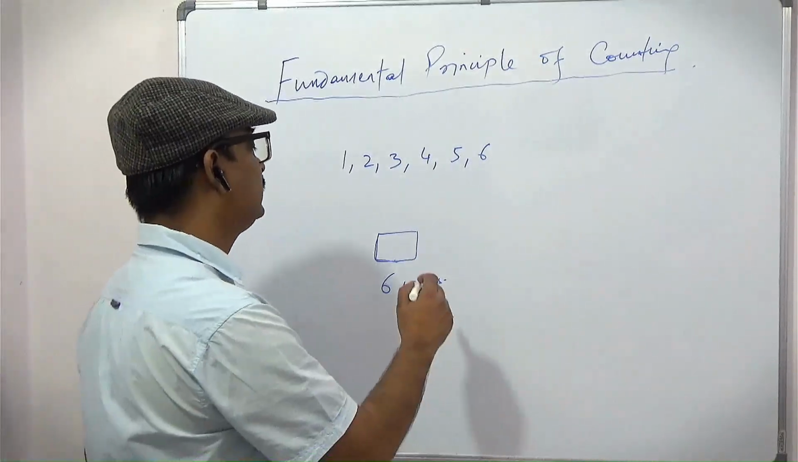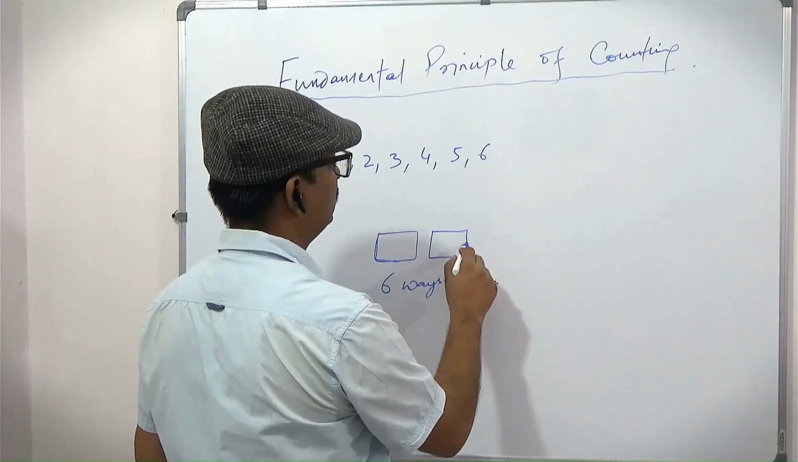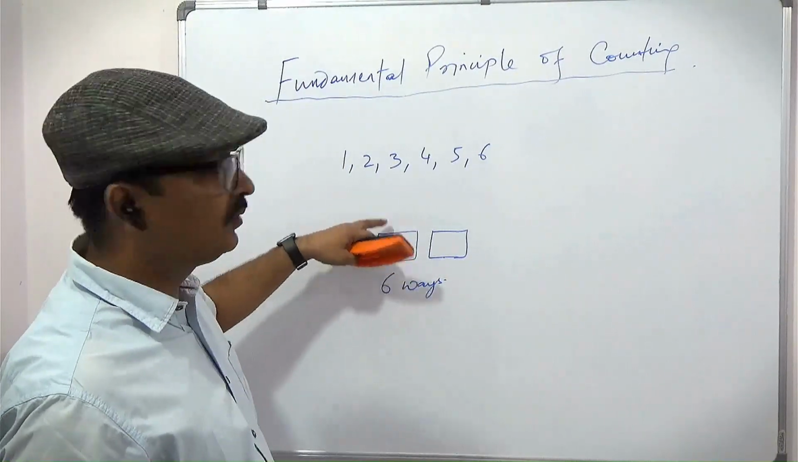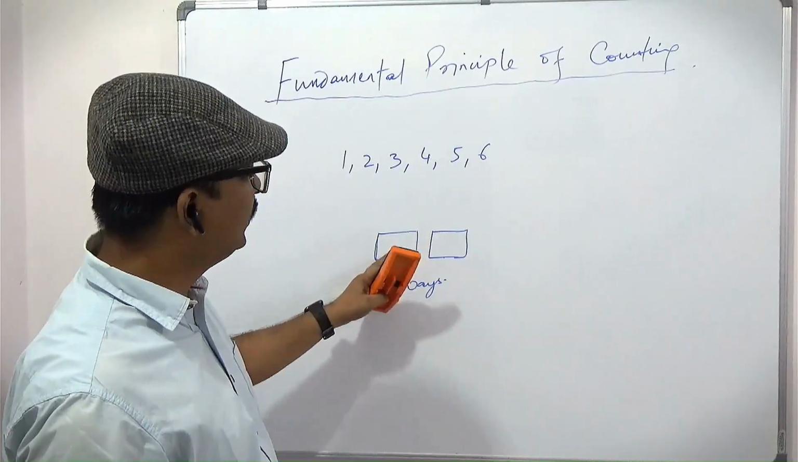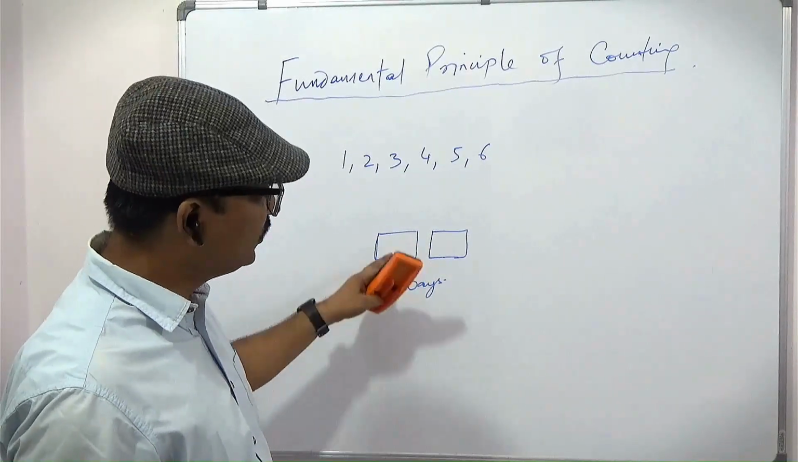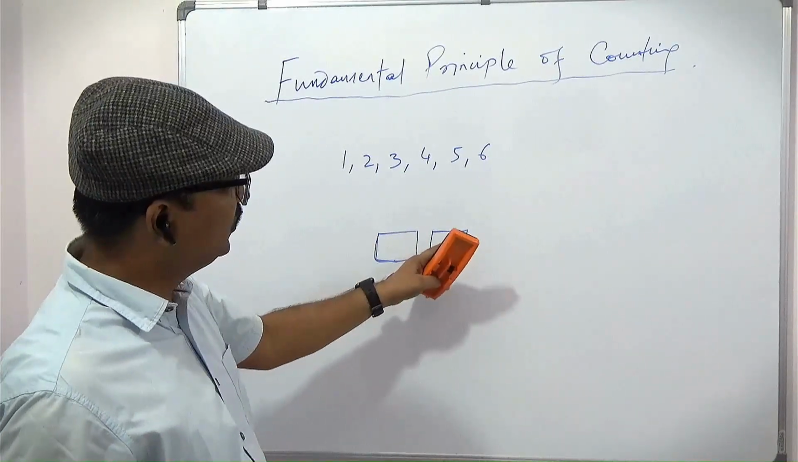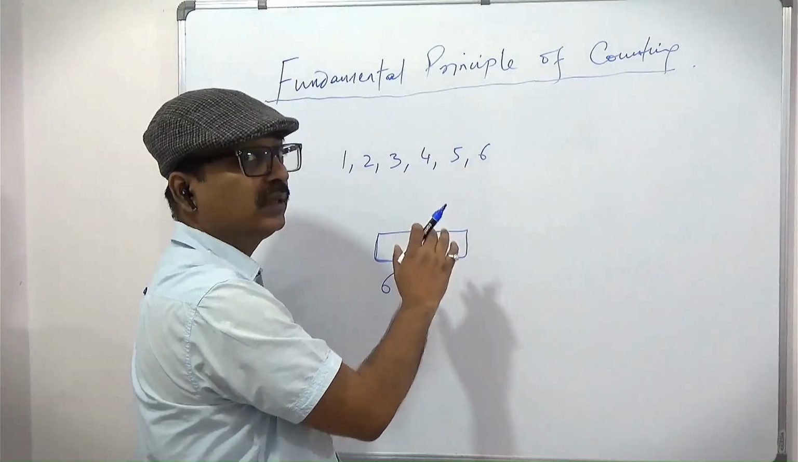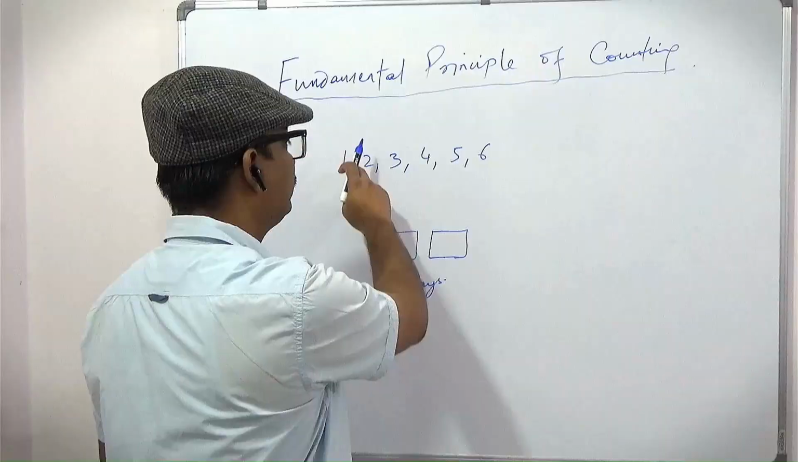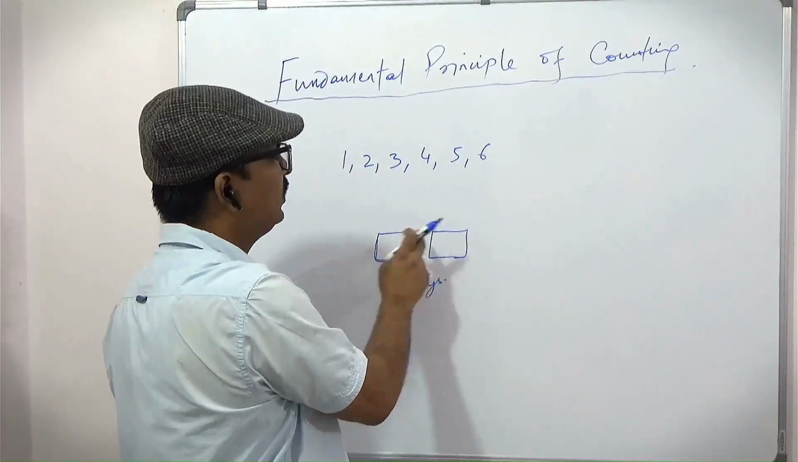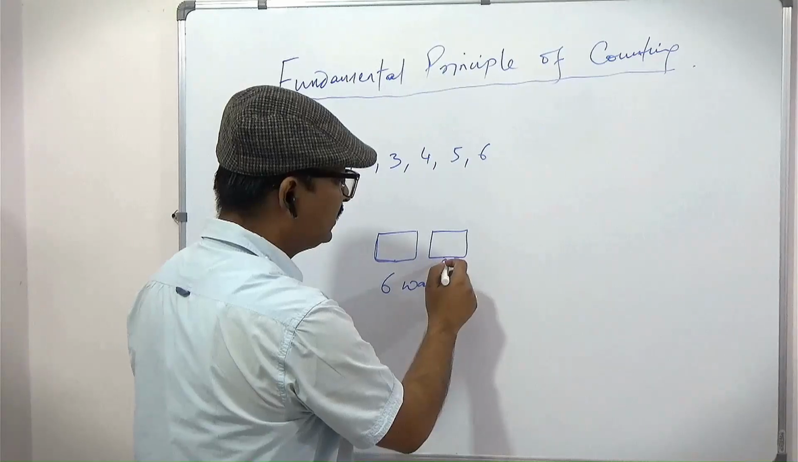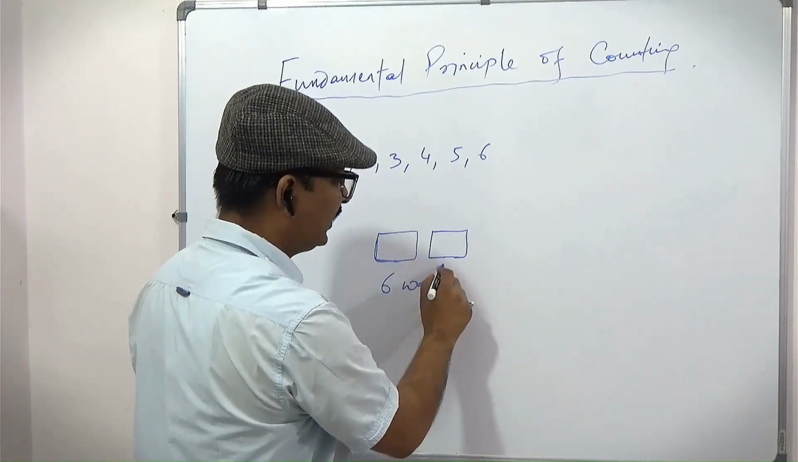Okay, let's say we had 2 slots. For the first slot, we had 6 digits to fill, so 6 different ways of filling the slot. After this, we had to fill the second slot. And if repetition was not allowed, meaning that if we have used a digit here, we cannot use it here, then we are left with 5 digits now. So in how many ways can this slot be filled? 5 ways.